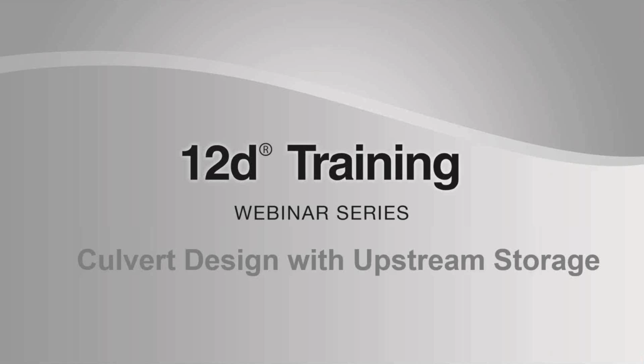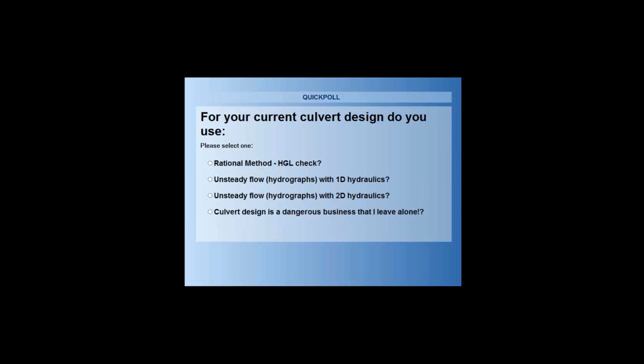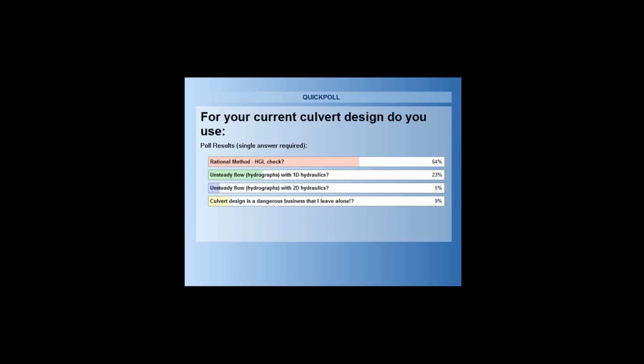While we wait for everyone to finish joining and get comfortable, I'll launch a polling question. You'll have about 30 seconds to answer about what you use for your current culvert design, and then I'll show the results. Okay, it looks like most people are using rational method, but we do have a few people who understand that it's a dangerous business, so I'm glad.